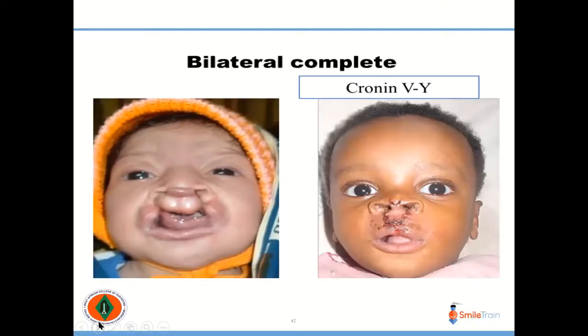Okay, but this is one in which I did a Cronin V to Y. This is also bilateral complete like the other one. In this one, I did a Cronin V to Y, and you can see what it looks like. This was when the child came at birth. This was when the child had the repair. It's not the same month. The pictures are not the same month, but they are of the same patient. We're still able to get the tubercle, the cupid's bow, both the nerves, and then we're able to get better teeth projection. This one was the Cronin V to Y.